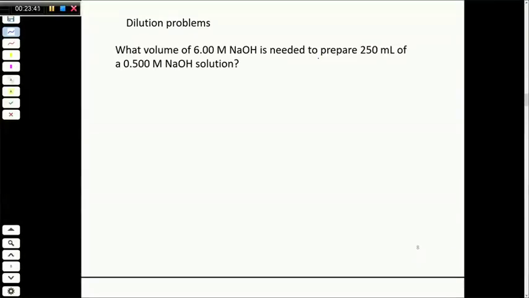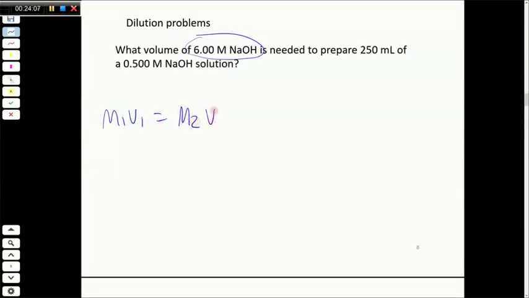So we should recognize this is dilution because we have the same substance before and after. It's just sodium hydroxide. We're not changing it to something else by doing a chemical reaction. We have a molarity that we're given. We have a final volume and molarity at the end. And we can just then use the dilution equation to figure out what volume of this solution we are going to put in there to make that. So we're using M1V1 equals M2V2.